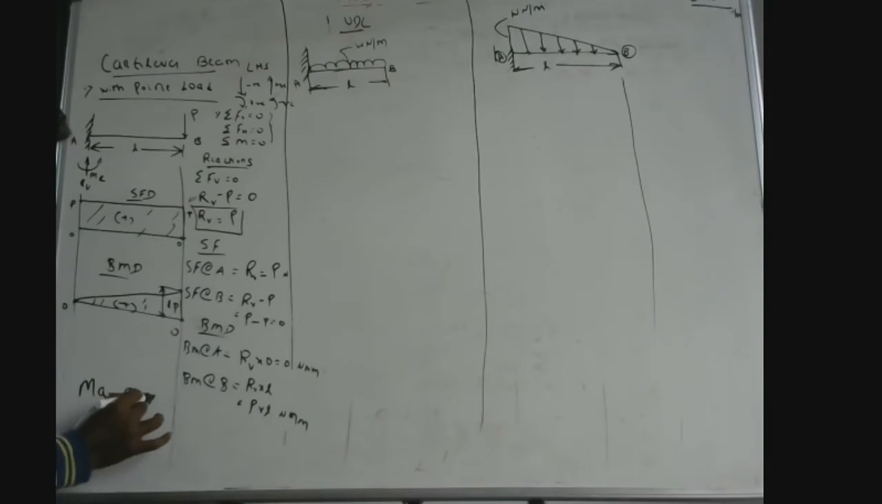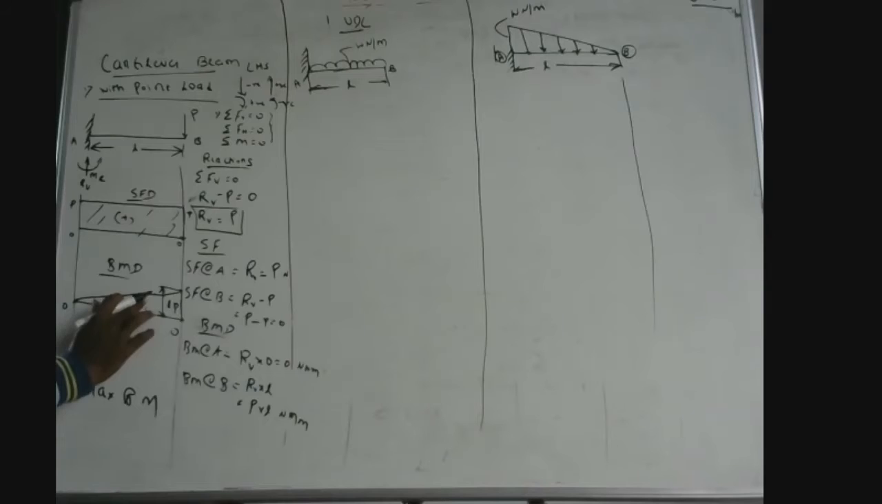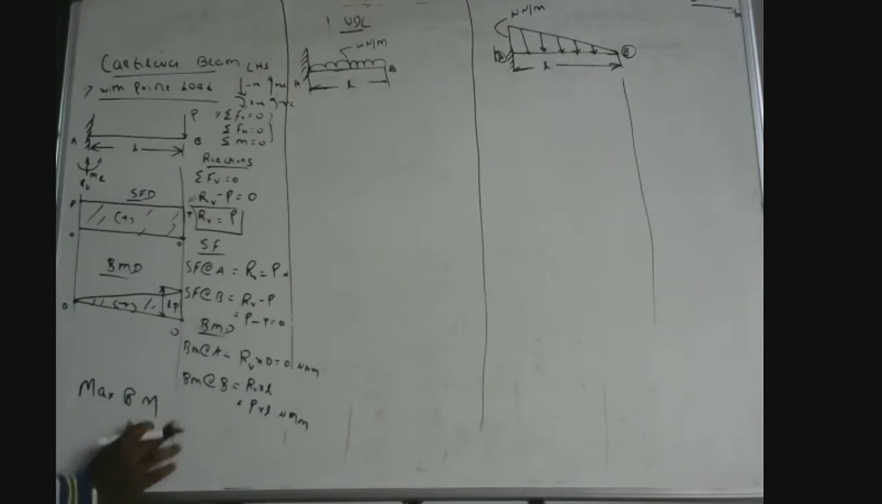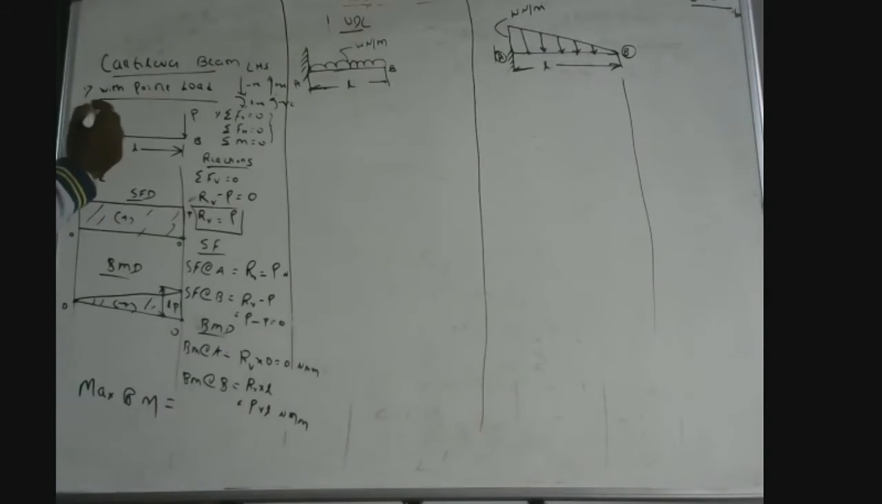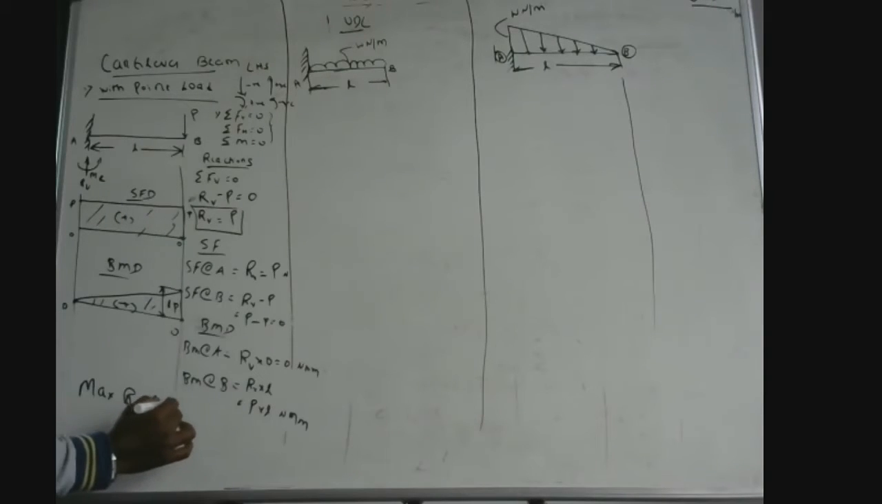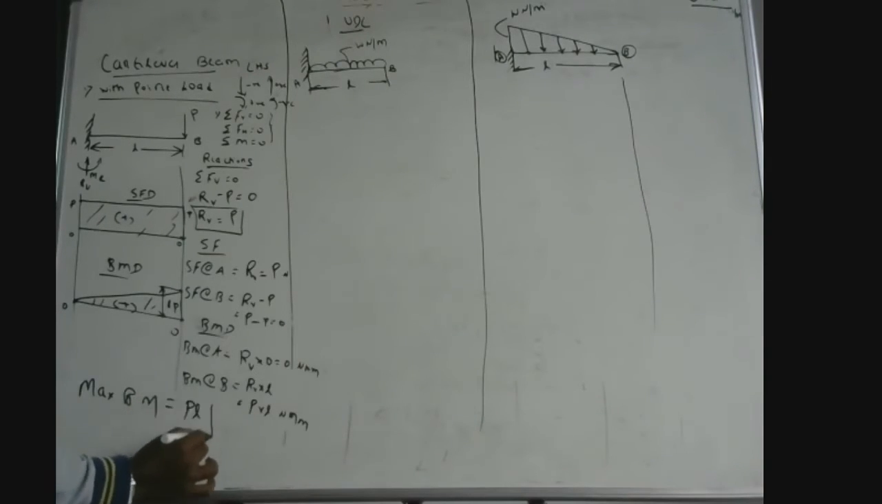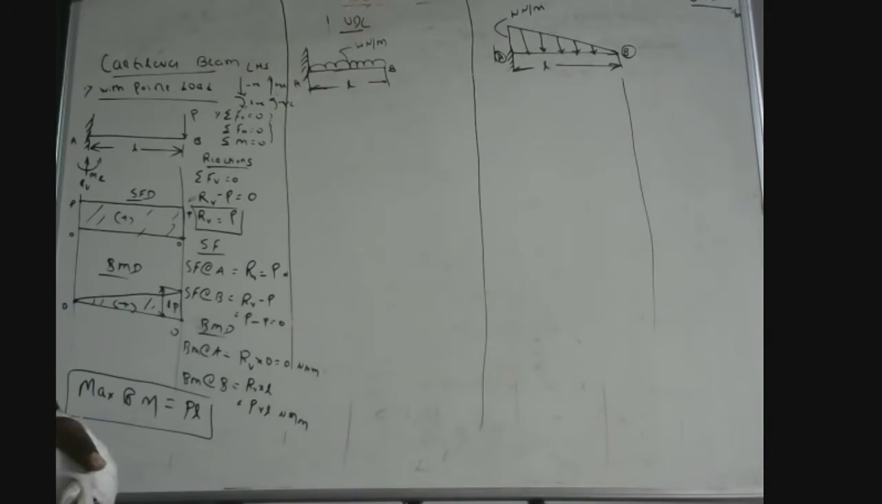The maximum bending moment, see here it is 0 and here it is P into L. Therefore, the maximum bending moment whenever the cantilever is subjected to a point load is nothing but P into L. Finally, we require this in the bending stress equation in the next concept. Okay, fine. Hope you understand this.